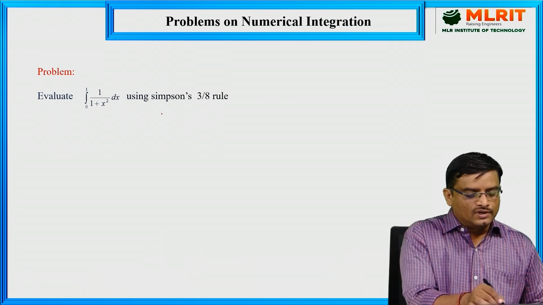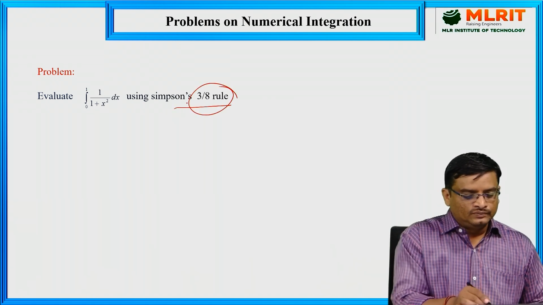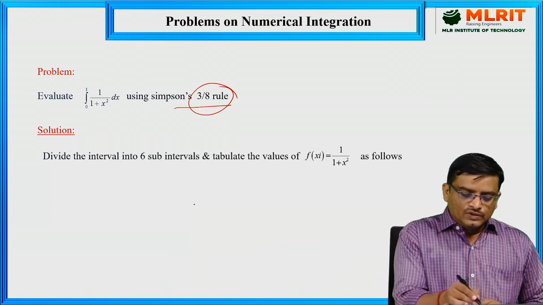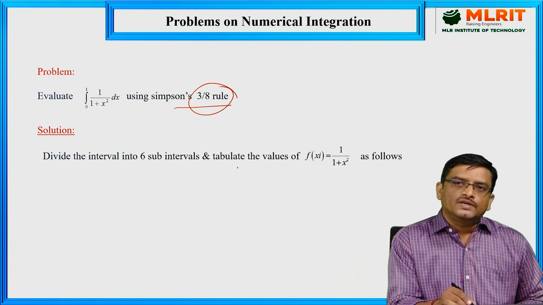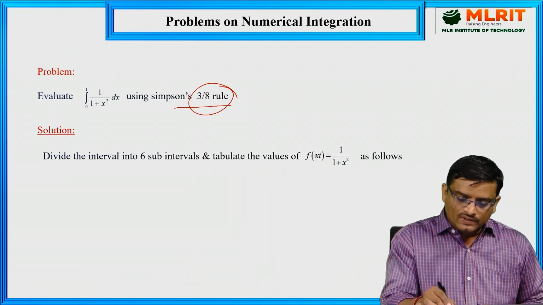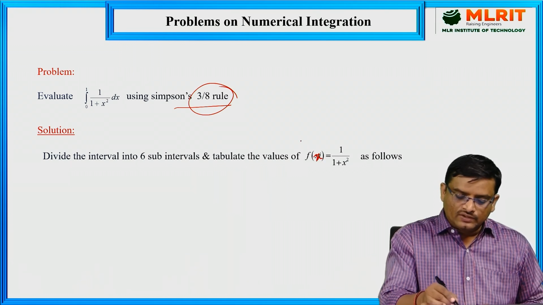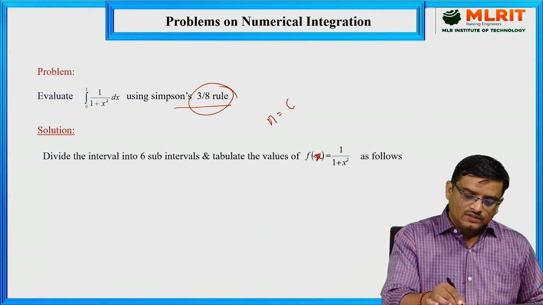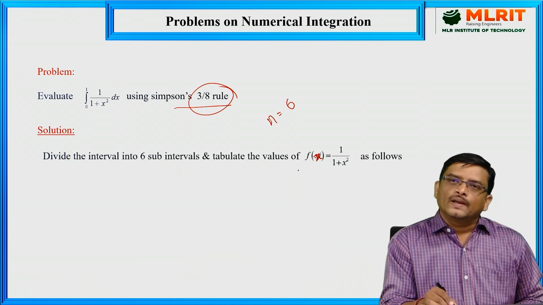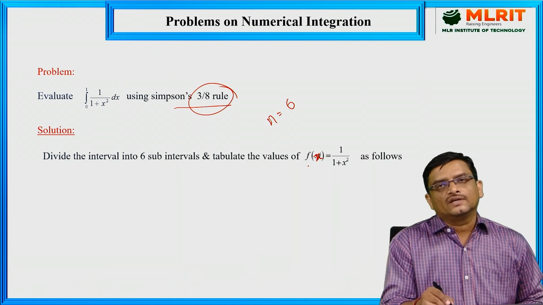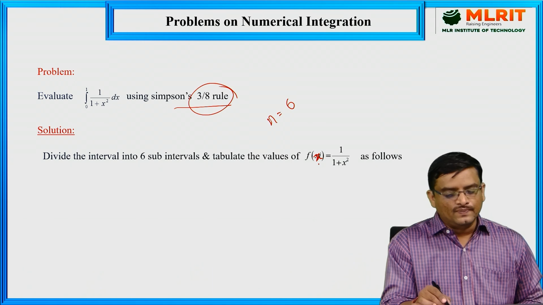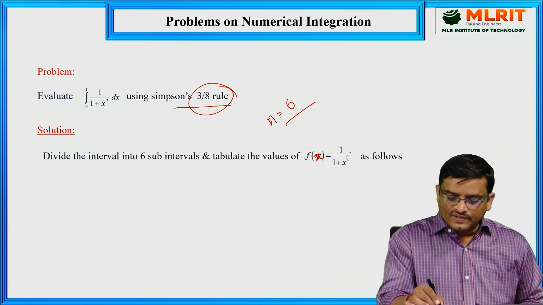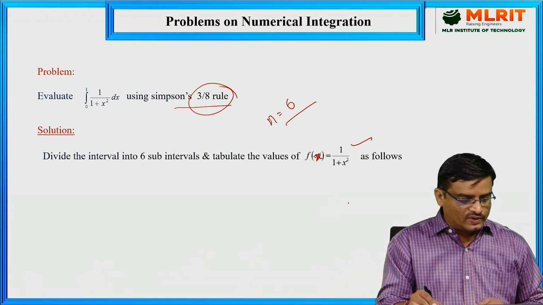Okay, the next problem is on Simpson's 3/8 rule. This is the problem he has given. Whenever we want to apply Simpson's 3/8 rule, the number of subintervals must be a multiple of 3. So we can take 6, which is a multiple of 3, or if you want, you can take n equal to 9 also. We don't have any problem. By default we will consider n equal to 6, and the function f of x is given by 1 by 1 plus x squared.